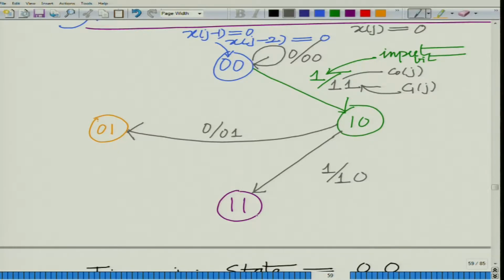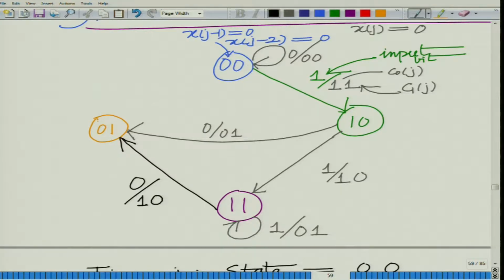Let us come to 1 1. In 1 1, if you get 1, it is obvious that you will transition back to 1 1, because xj is 1, xj minus 1 is 1, xj minus 2 is 1. The output will be 1 0: 1 plus 1 plus 1, that is xj plus xj minus 1 plus xj minus 2, 1 plus 1 is 0, 0 plus 1 is 1. In 1 1, if you get 0, input bit is 0, needless to say it transitions to 0 1, the output will be 0 plus 1 is 1, 0 plus 1 plus 1 is 0, so output will be 1 0.